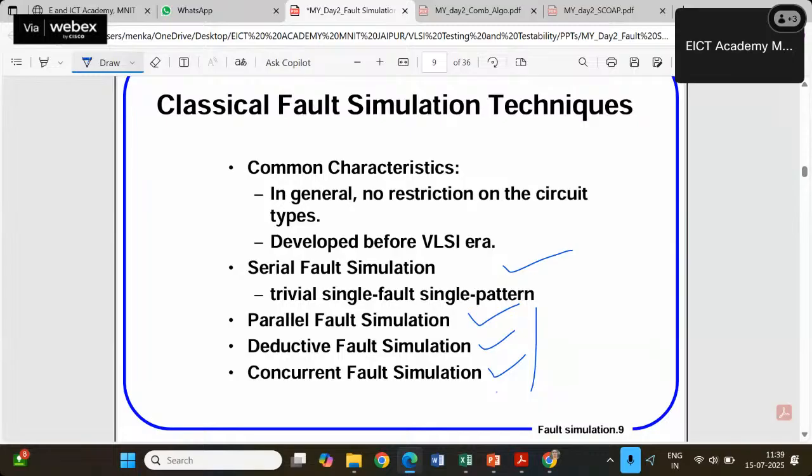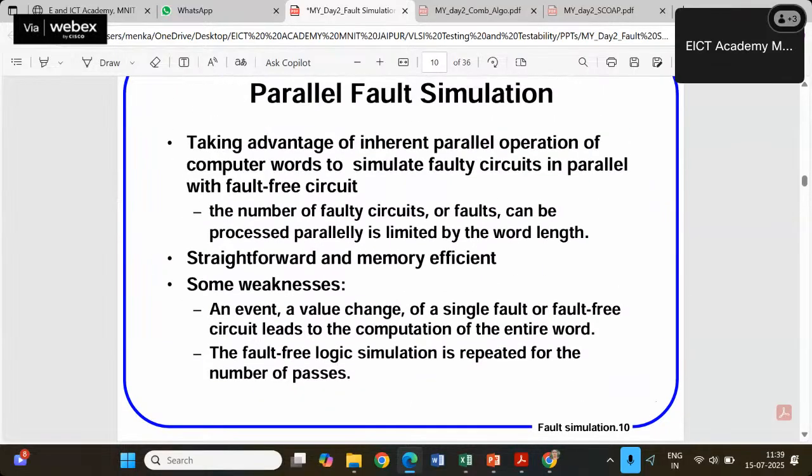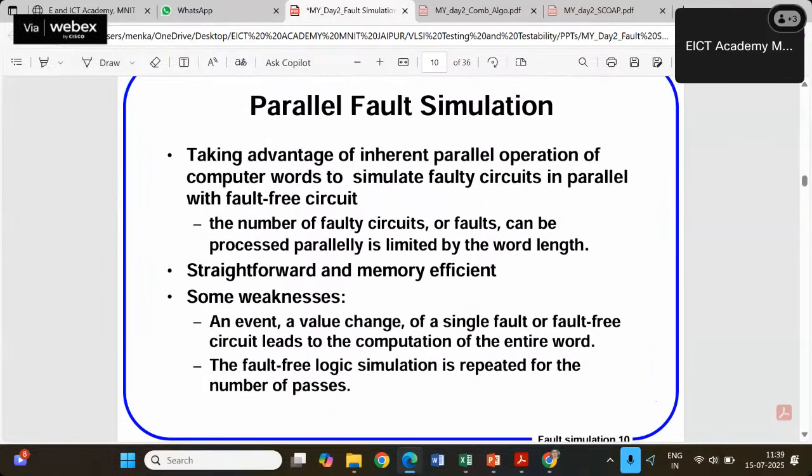These techniques, parallel, deductive, and concurrent, will take multiple faults altogether into consideration, right? In the parallel fault simulation technique, let's say you have 3 faults, you can simulate them altogether. So you will be taking care of 3 faults at a time. What is the difference between the serial fault simulation and the parallel fault simulation technique? Let us have it. Serial fault simulation we'll consider first, and then we'll go for the parallel fault simulation.